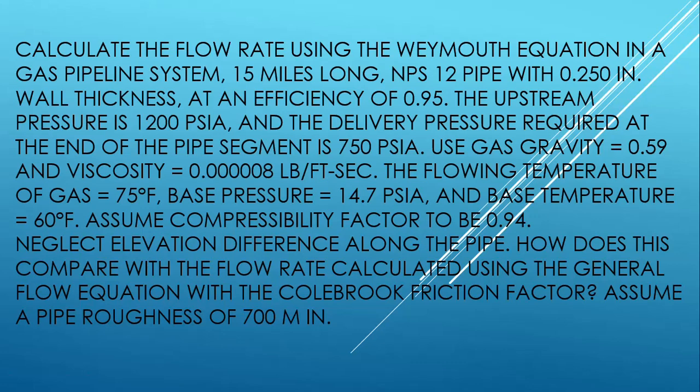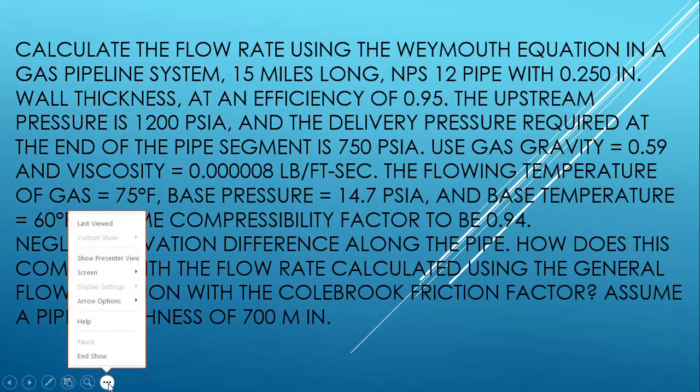The temperature of the gas is equal to 75 degrees Fahrenheit. Base pressure equal to 14.7 psi absolute, and a base temperature equal to 60 degrees Fahrenheit, assuming a compressibility factor of 0.94. Negligible elevational difference along the pipe. How does this compare with the... Now let's go to the software. Let's open the software.